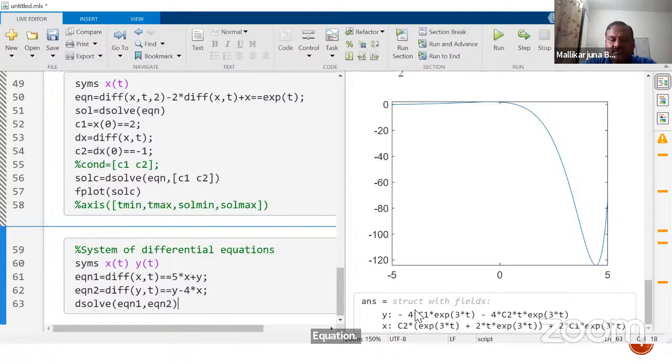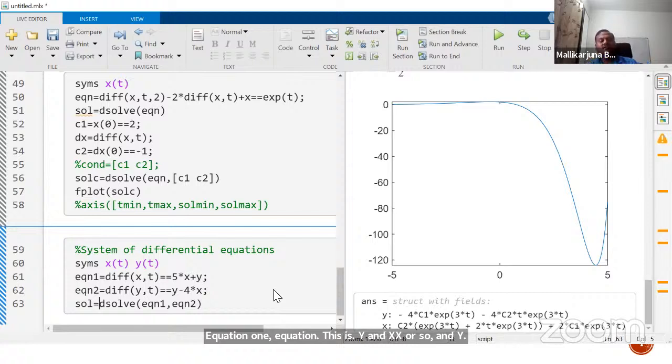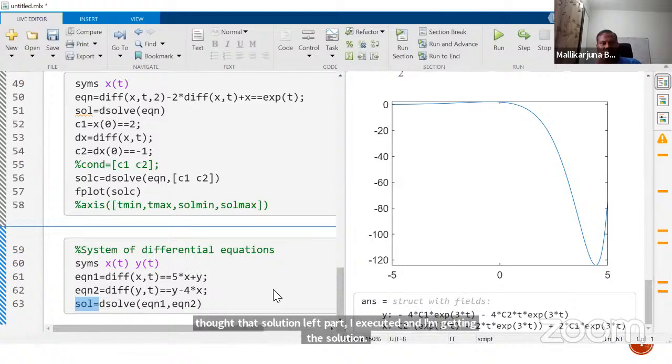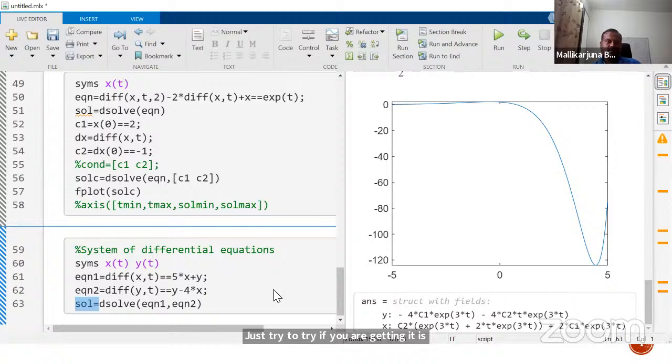Equation 1, equation 2. This is y and x. X solution and y solution. If you type it like this, you don't get the result. Solution is equal to, if you type it for this problem, you don't get the result. Without that solution left part, I executed and I'm getting the solution. Just try. If you are getting it, it is fine. Just tell me, are you getting it or not? Without the LHS part of the dsolve syntax.